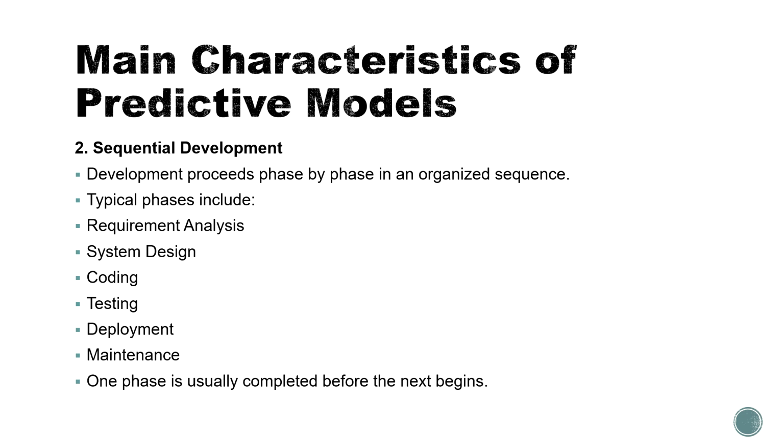The next characteristic is sequential development. This means development follows a step by step sequence. जो हमने already development के phases पढ़े हुए हैं in classic life cycle. Requirements analysis followed by system design, followed by coding, followed by testing, followed by deployment, followed by maintenance. So one phase is usually completed before the next begins. For example, developers normally should not start coding before the design is finalized.